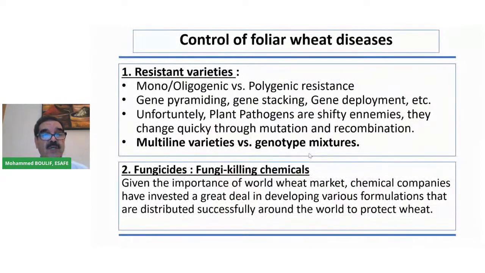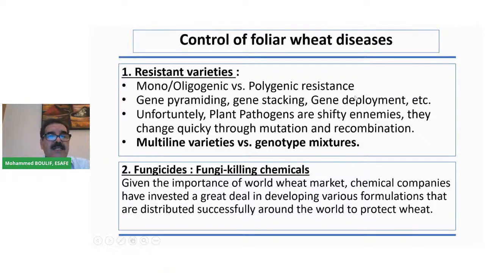Okay, how do you control these epidemics of foliar diseases? These are the main diseases of wheat. Of course, the best way is to use resistant varieties. And we all know the theory: monogenic, oligogenic, polygenic resistance. There is no time for me over here to explain all this. But this is a language known to the breeders and the plant pathologists alike.